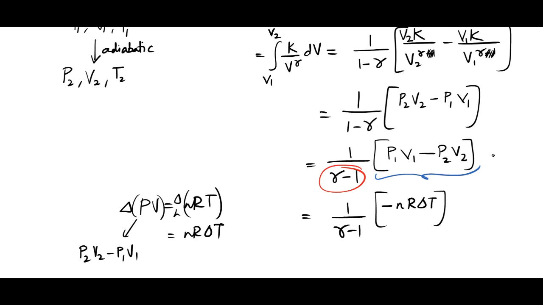That's an alternative form. So the work done by a gas on the surroundings in an adiabatic process has two formulae. Both of them are equally correct. The first one involves the pressure and volume. The second one involves the temperature. You have to choose the appropriate formula depending upon the data.